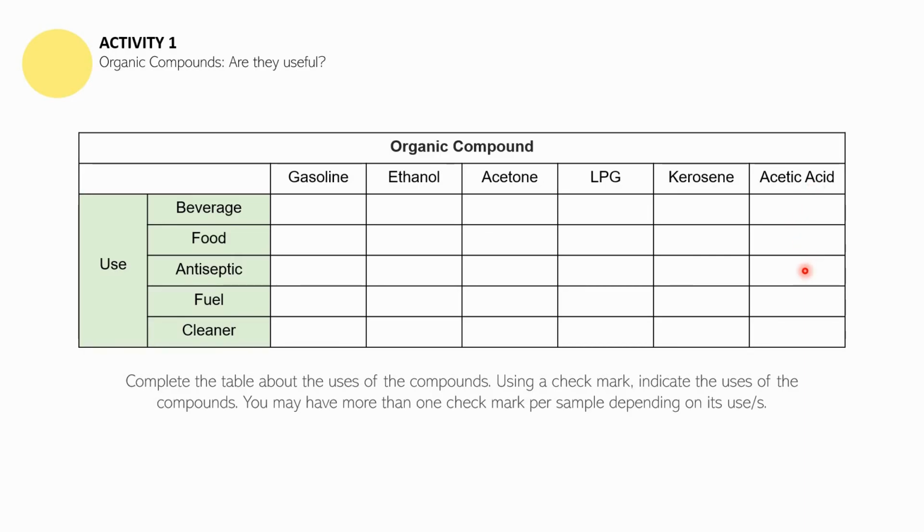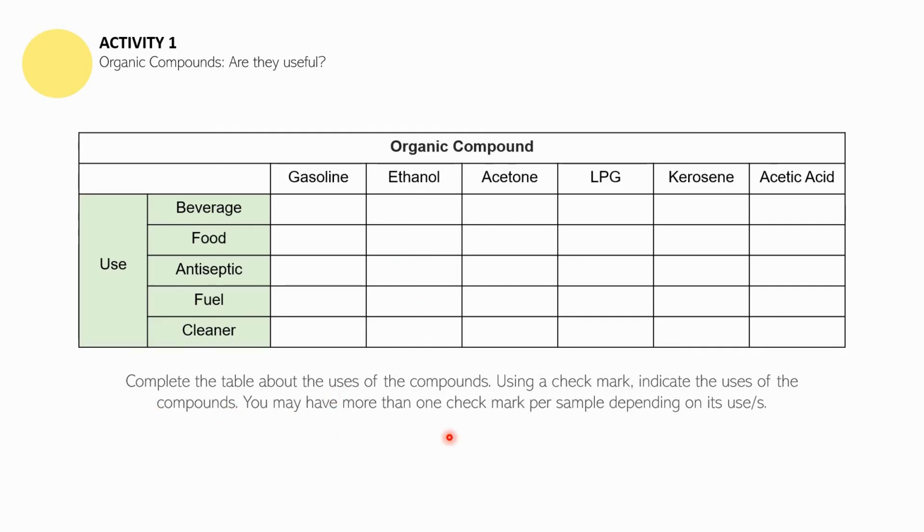And so what you need to do lang is to put a check if you think gasoline can be used as a beverage, food, antiseptic, fuel, or a cleaner. And then do that again for ethanol, acetone, LPG, kerosene, and acetic acid. So just put some check dun sa mga cells na nag-intersect sila. Ayan. So, halimbawa, ethanol, if you think it can be used as an antiseptic, put a check in here.